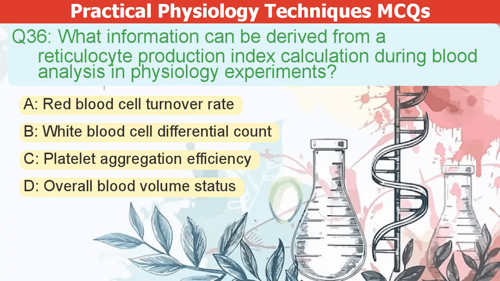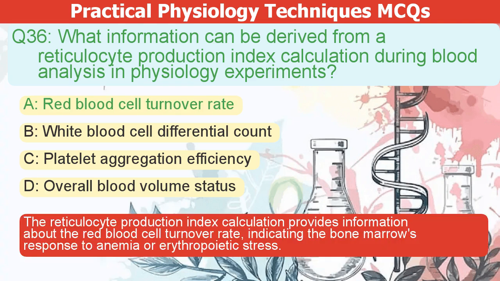What information can be derived from a reticulocyte production index calculation during blood analysis in physiology experiments? A. Red blood cell turnover rate. B. White blood cell differential count. C. Platelet aggregation efficiency. D. Overall blood volume status. The correct answer is A. The reticulocyte production index calculation provides information about the red blood cell turnover rate, indicating the bone marrow's response to anemia or erythropoietic stress.